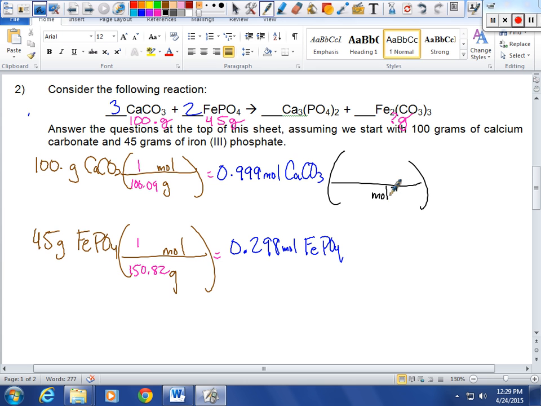So mole of CaCO3 is going to go to mole of Fe2CO3. I know that's a long, aggravating one. CaCO3 going to mole of Fe2CO3. Okay. I want you to practice this. Plug in your mole-to-mole, come up with the answers, and label and identify the limiting reactant.